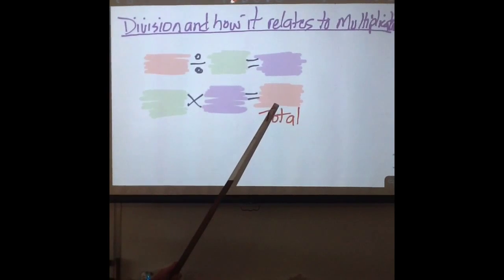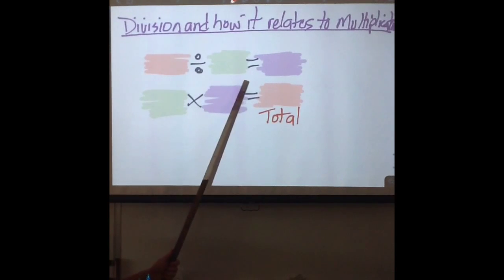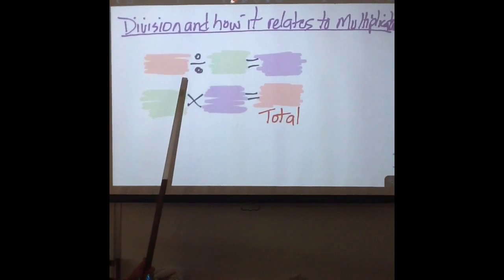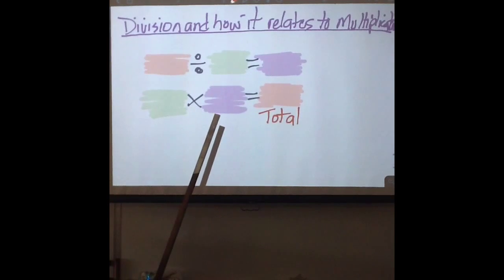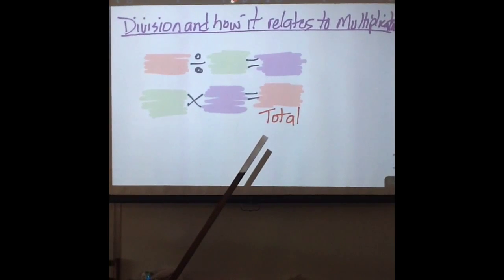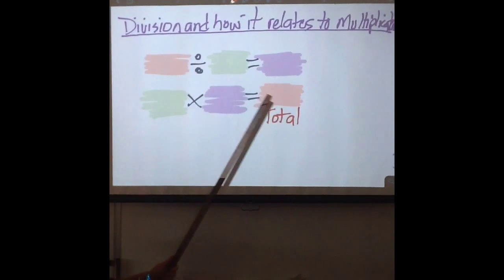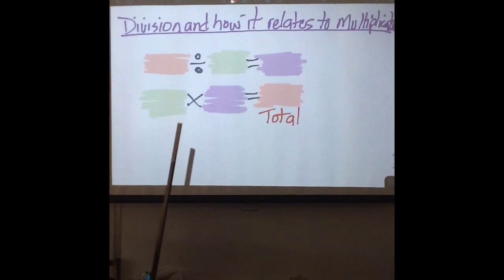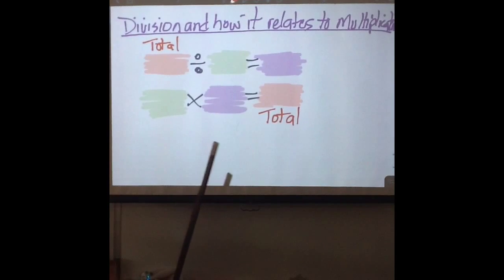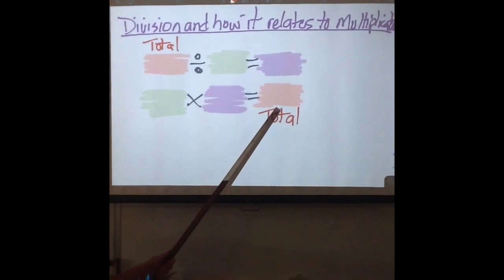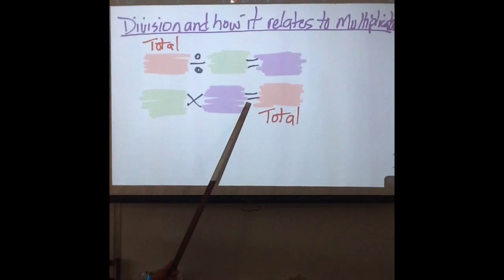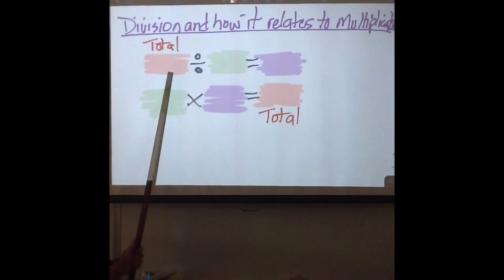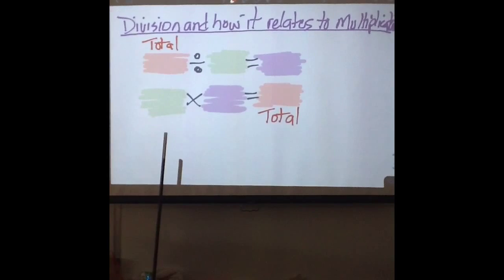Now do you notice anything that's similar up on the division problem? That's right. You see this is the same color as this one. So that means our division problem starts with what? It starts with the total. Good work. So we have a total that we get when we multiply, but in division we start with the total. Excellent.